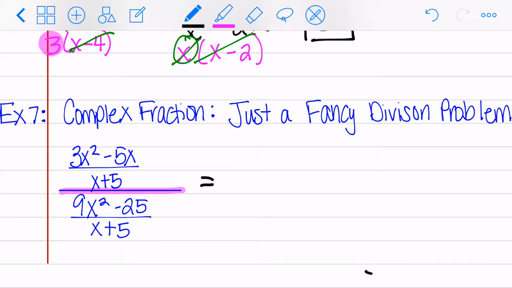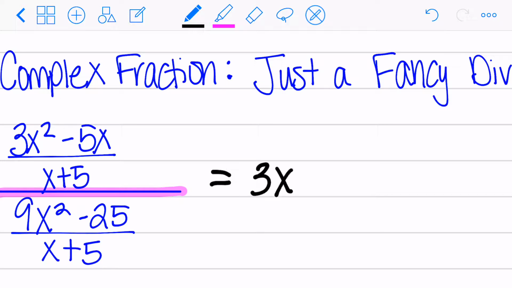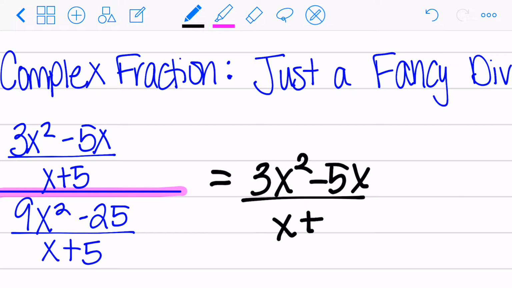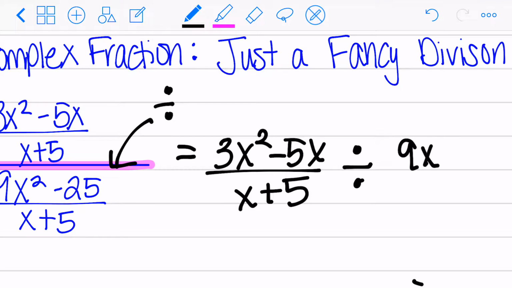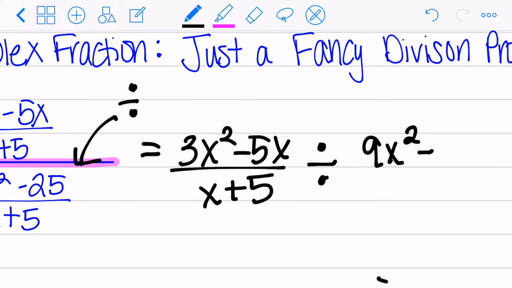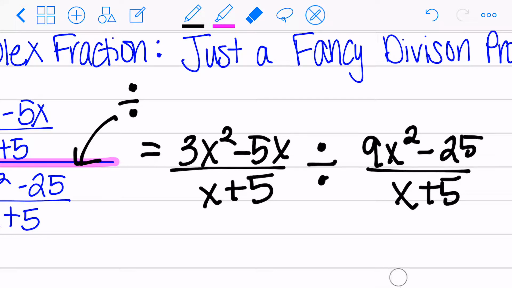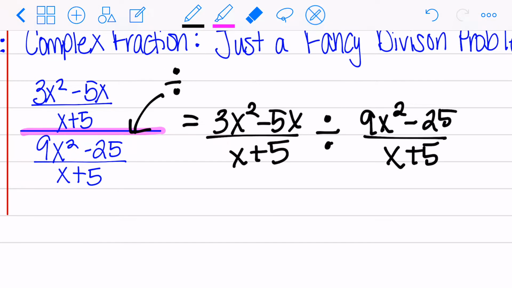So it would be 3x minus 5x over x plus 5. That's our first fraction. Then change this to just our division sign. And then we have our second fraction of 9x squared minus 25 all over x plus 5. So now we're going to have to keep, change, flip.